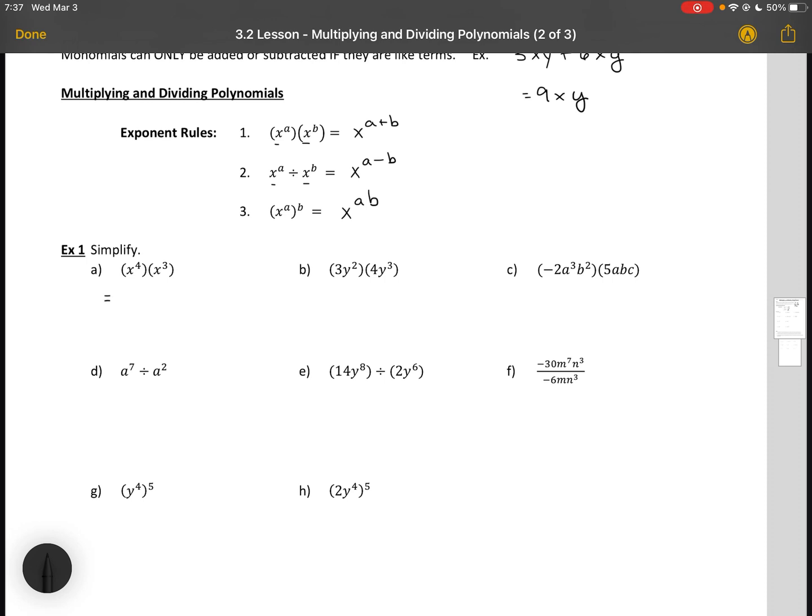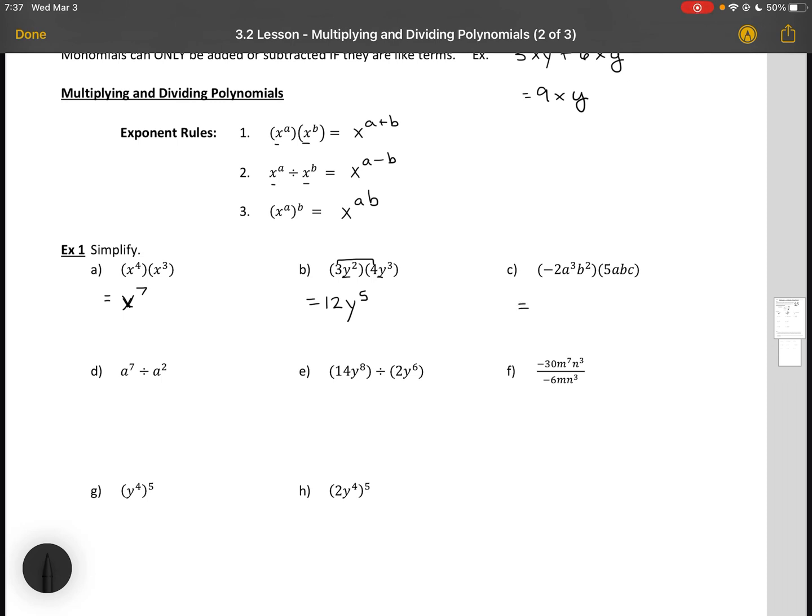So here we have x to the exponent 4 times x to the exponent 3. We are multiplying powers with the same base, so I can add the exponents. Example B, again, I'm multiplying powers that have the same base, which is the base of y. I am going to first multiply the numbers that are in front. Then I'm going to keep the base the same and add the exponents.